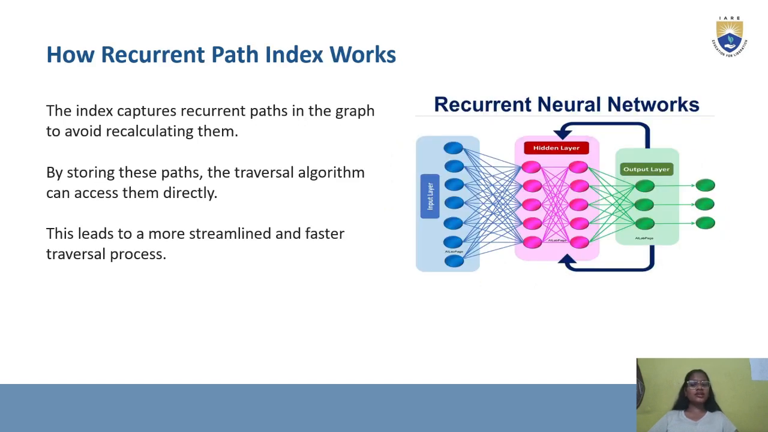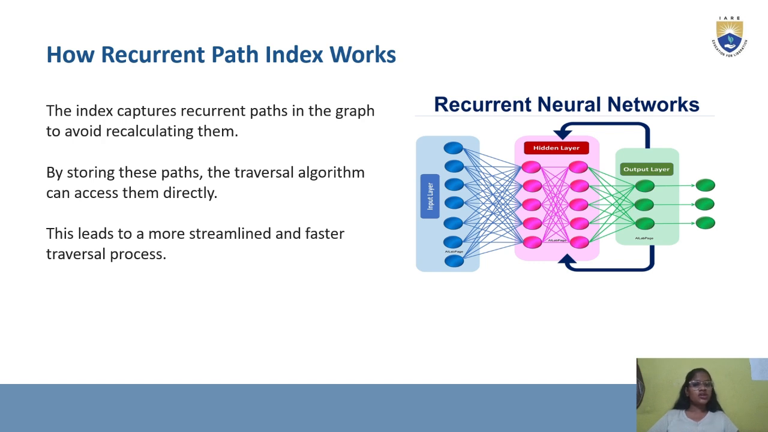How recurrent path index works. The index captures recurrent paths in the graph to avoid recalculating them. By storing these paths, the traversal algorithms can access them directly. This leads to a more streamlined and faster traversal process.